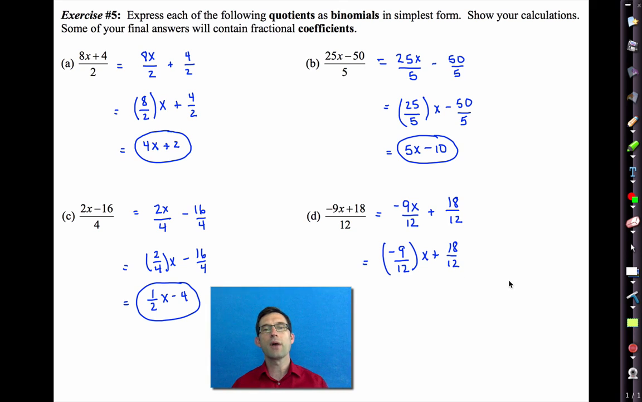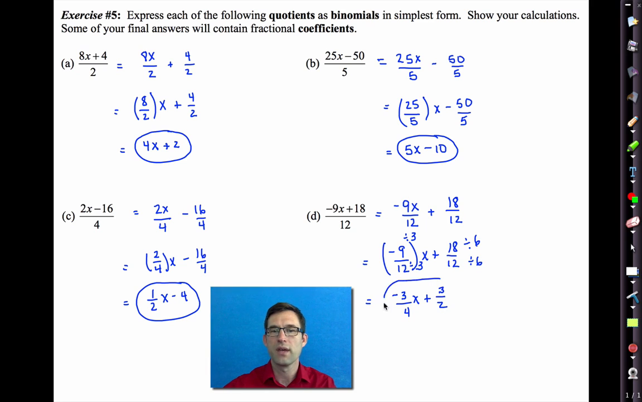All right, let's have a little talk about reducing fractions really quick. So far, we've only had to reduce easy fractions, like 2/4 into 1/2. Negative 9/12, remember to reduce a fraction, what you'll do is you'll look for the biggest number that goes into both. That happens to be, in this case, 3. So negative 9/12 will end up being negative 9 divided by 3, 12 divided by 3, which is negative 3/4 x. Same deal with the 18 divided by 12. The biggest number that goes into both is 6, so divide by 6 on both, and we'll have 3 halves. So negative 3/4 x plus 3 halves.